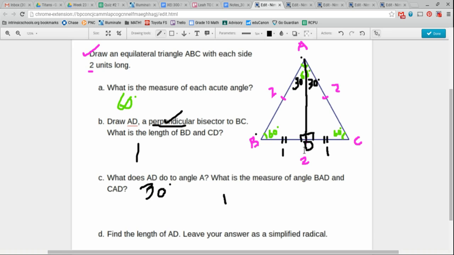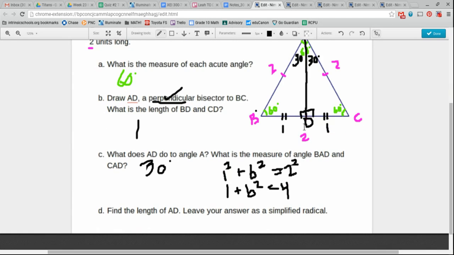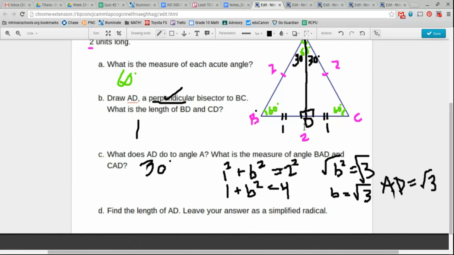So that's going to be 1 squared plus, we don't know what that's going to be, I'll say it's B. B squared is equal to 2 squared, which is the hypotenuse. So solving, I get 1 plus B squared is equal to 2 squared, which is 4. Subtract 1 from both sides. B squared equals 3. And taking the square root of both sides, B is equal to the square root of 3. Or in other words, AD is equal to the square root of 3. So let me go ahead and label that into the picture here.